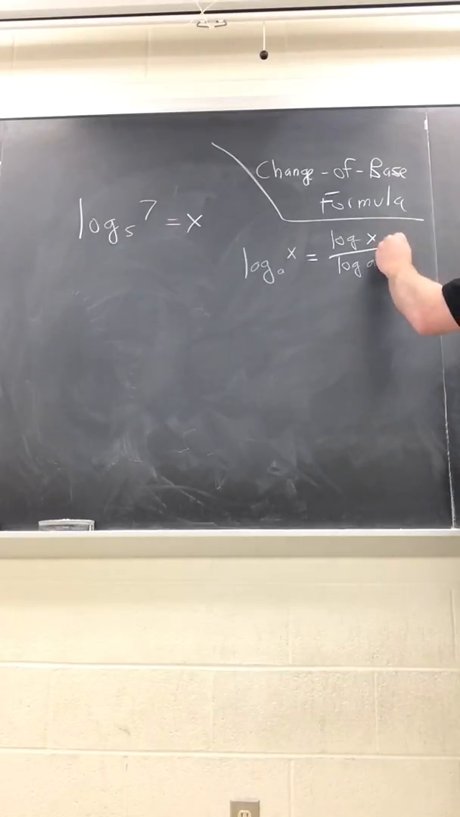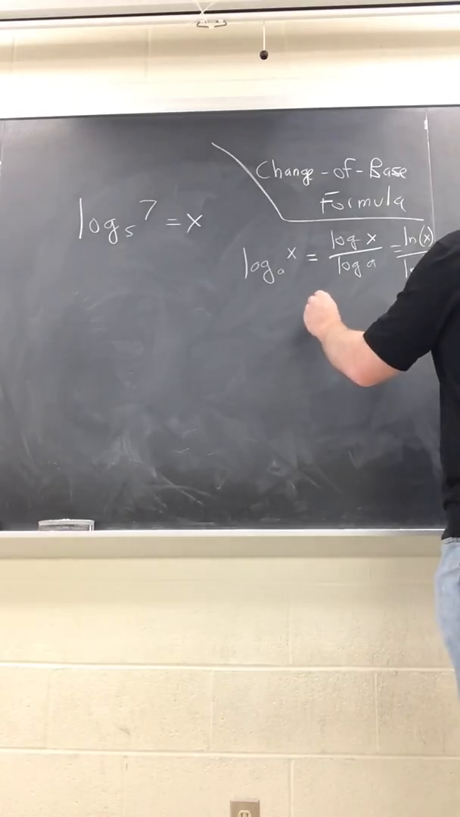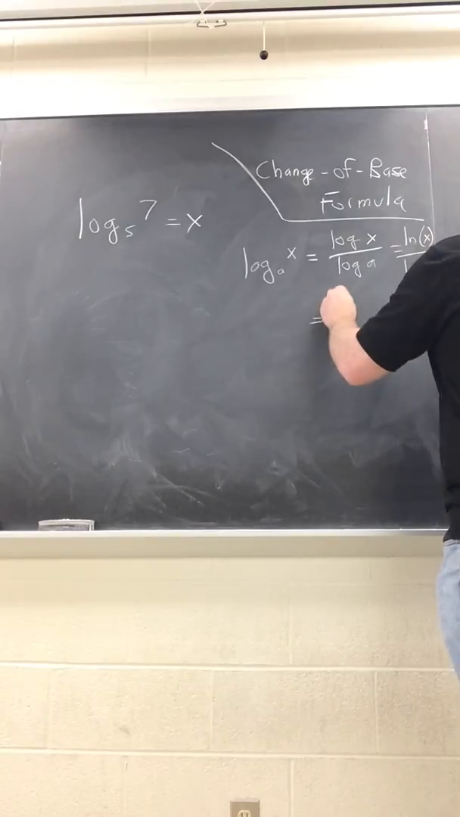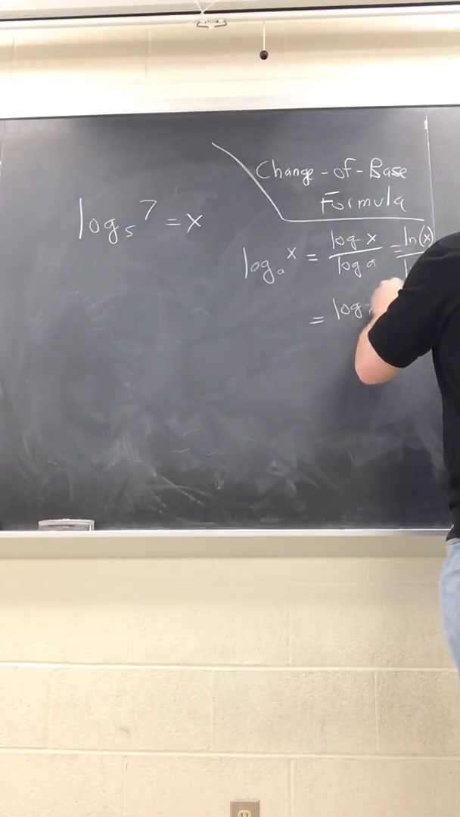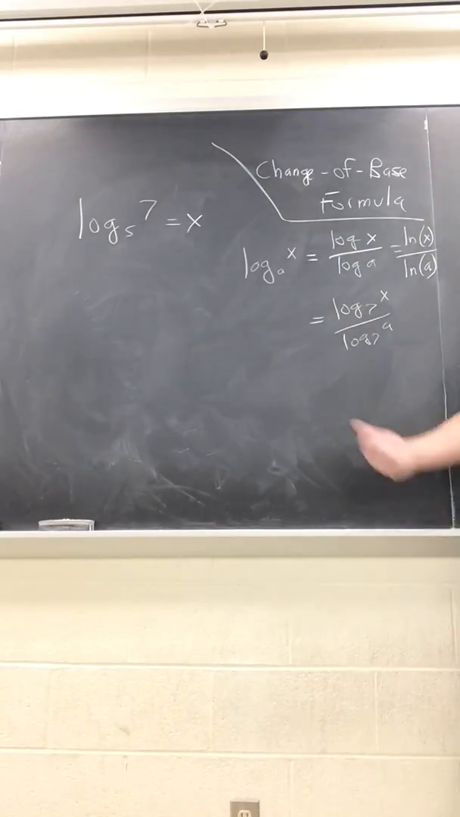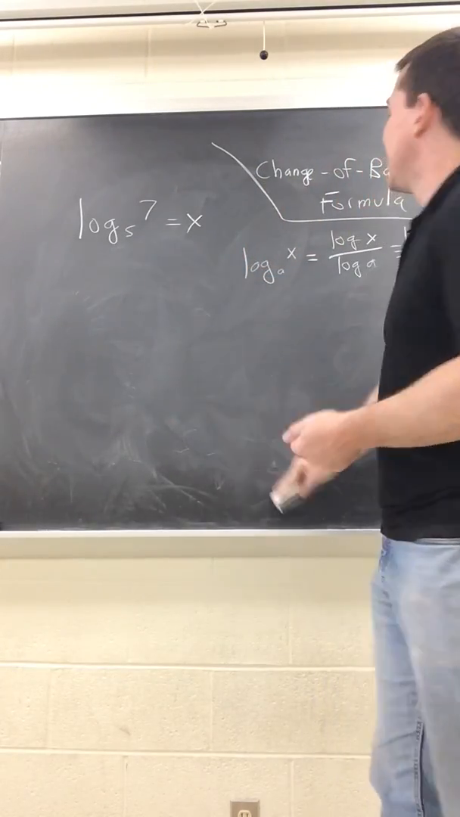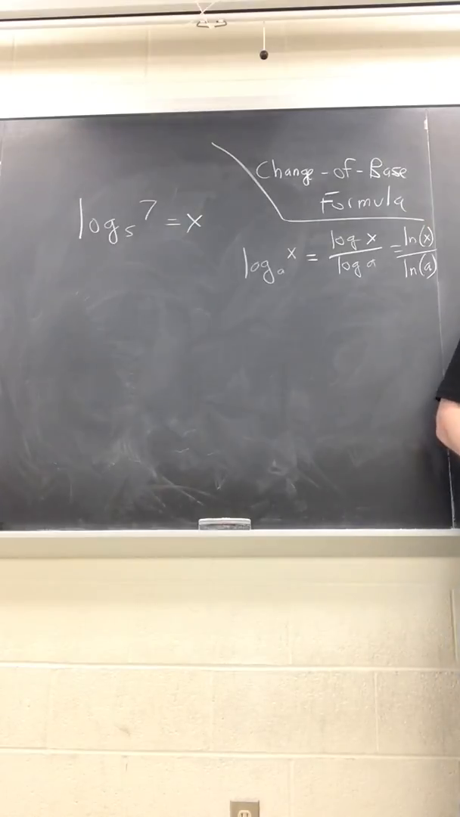But you could just as easily do ln x all over ln a. A lot of times that's actually what I use personally because I prefer natural logs. That's on your calculator too. But the change of base formula works for any base. If for some reason you wanted, you could change it to log base 7 of x all over log base 7 of a. That doesn't really help you because you can't put it in your calculator. But the point is, the change of base formula lets you change a log to any base you want.